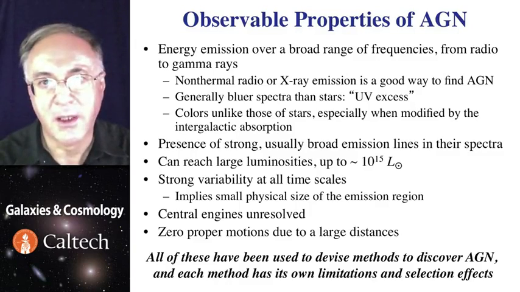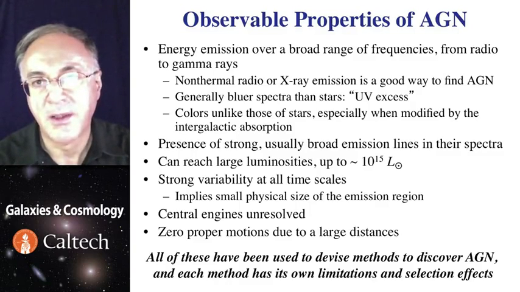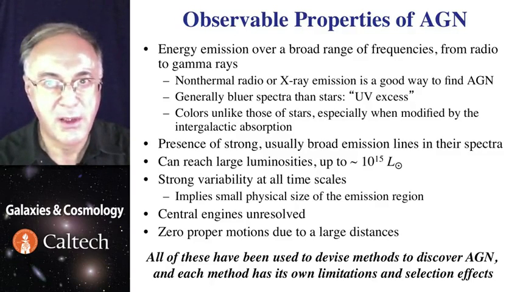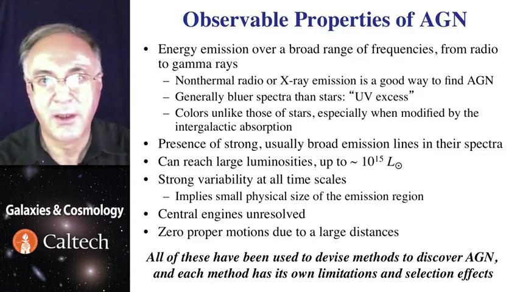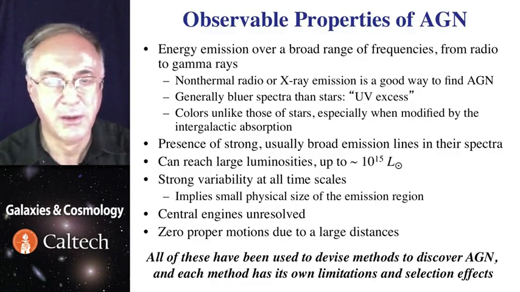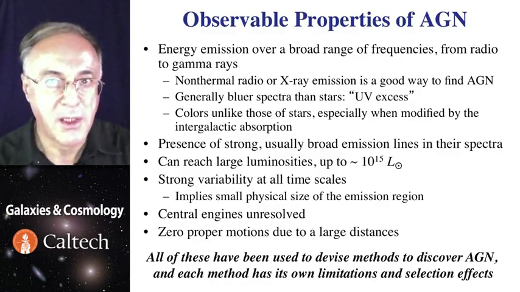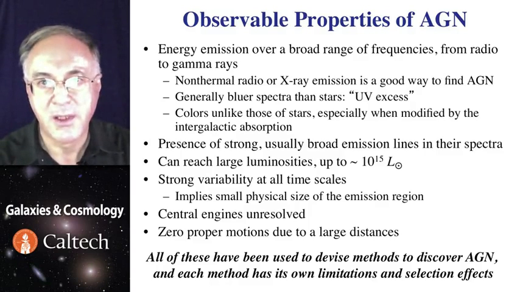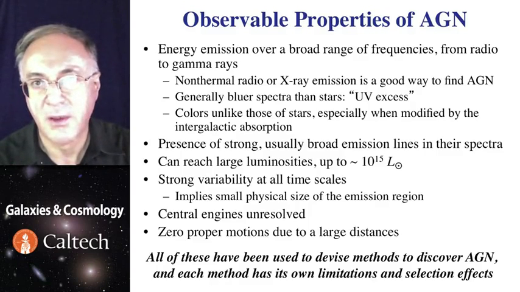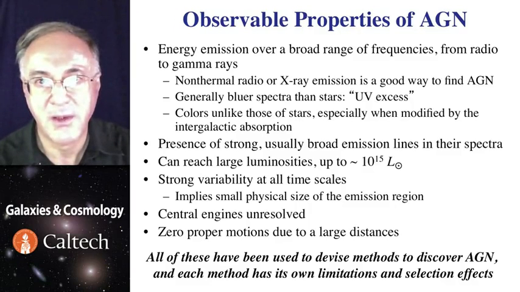One characteristic thing about active nuclei is that they do have strong emission lines in their spectra, which come from ionized gas. The gas is ionized by the ultraviolet and X-ray emission from the central engine. These objects can reach phenomenal luminosities up to maybe 10 to the 15 solar luminosities. A galaxy like the Milky Way might have a luminosity of the order of 10 to the 10 or 10 to the 11 solar luminosities.